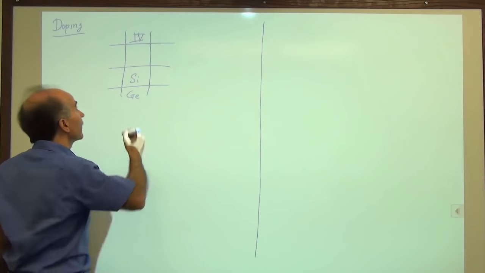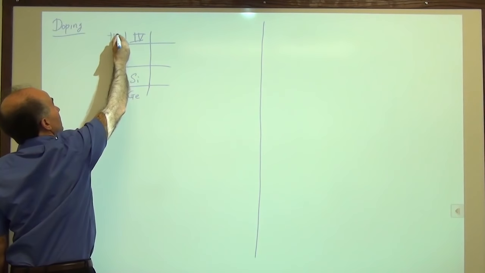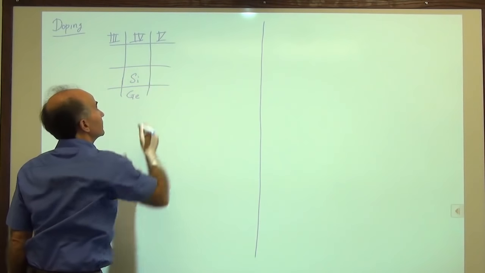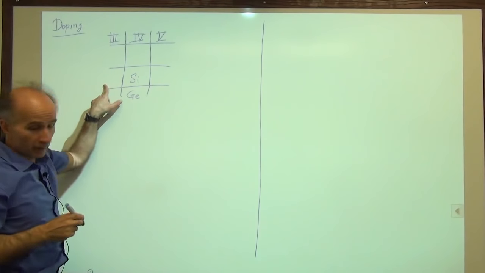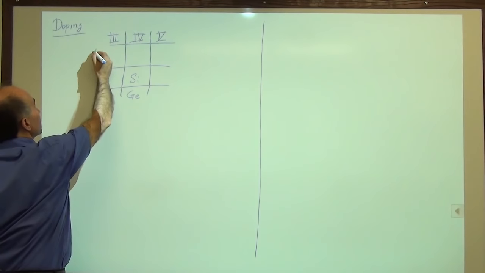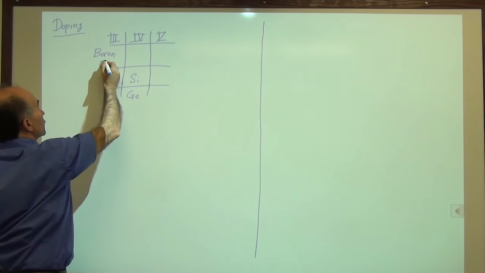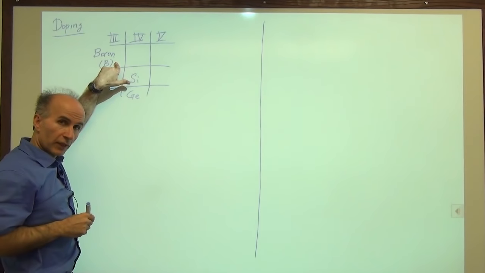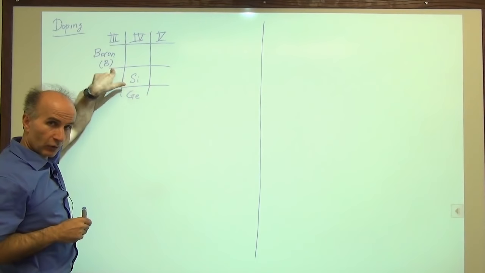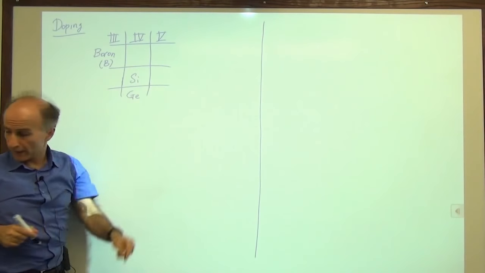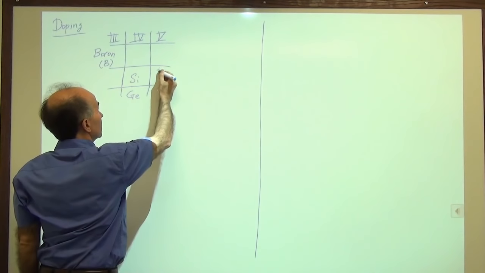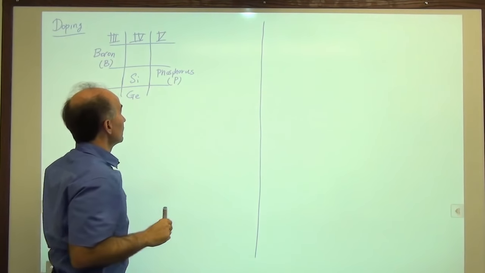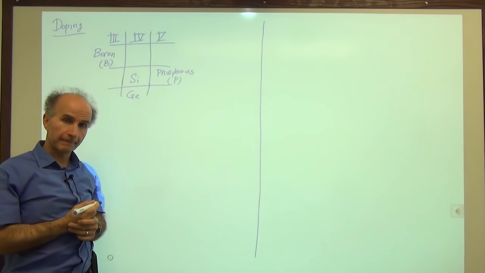We also look at other columns. We have a column with 3 electrons in the last orbital, or with 5 electrons in the last orbital. So we have some elements that fall into this category. For example, boron. So that's boron, which has a symbol of B. Boron has 3 electrons in its outermost shell. Silicon has 4, germanium has 4, boron has 3. And then for 5, we have, for example, phosphorus, whose symbol is P. The phosphorus has 5 electrons in its outermost shell.